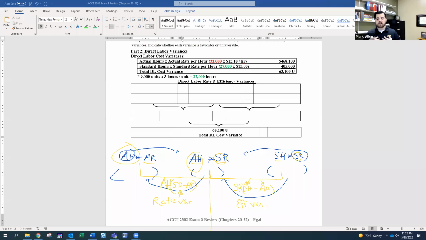Me personally, I do not use these formulas. If you come to me and ask me for help with variances, I can tell you right now, 99.999999999 times out of 100, I'm going to tell you draw the picture.